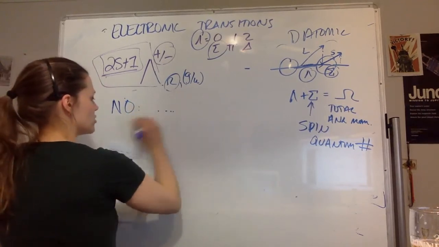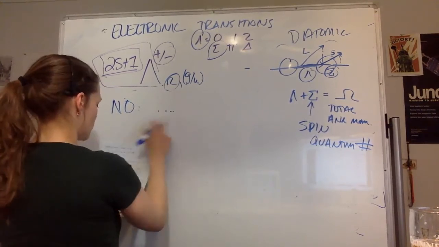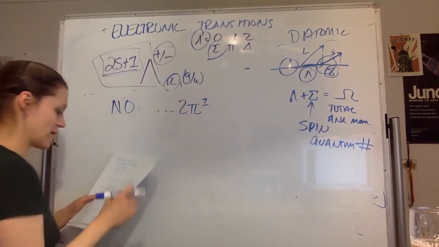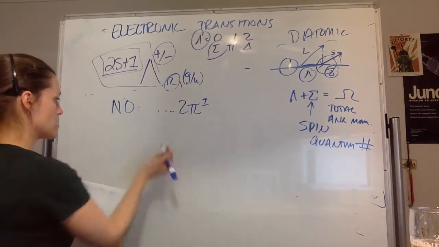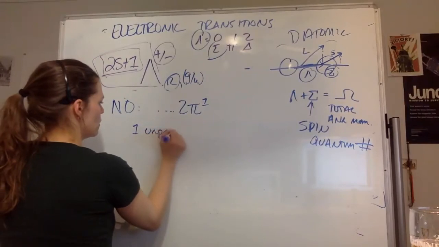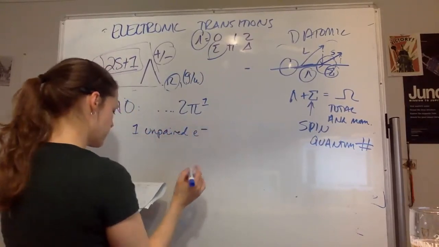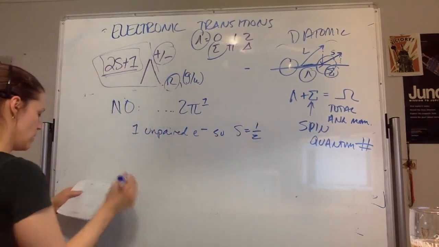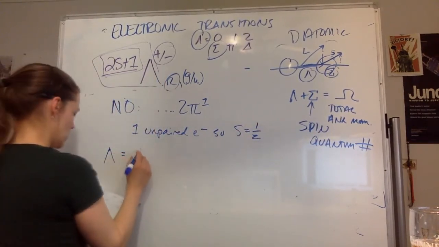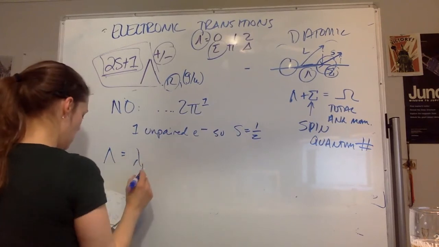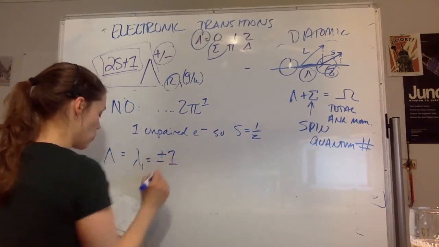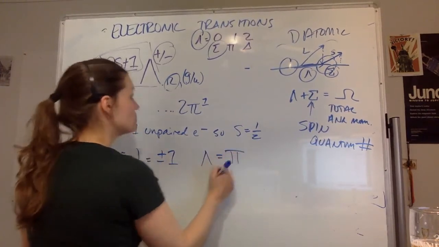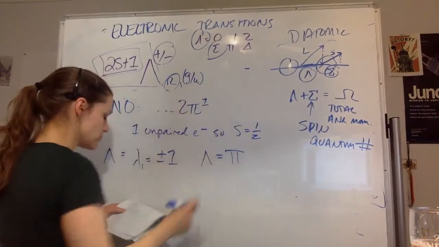And so it has a bunch of molecular orbital configurations, 2 pi 1. Okay, that's the top one. All right, so there's one unpaired electron. So S equals 1/2. That's cool. Lambda equals, so there's just one electron. So this equals plus or minus 1 because we don't know. So lambda equals pi because lambda equals 1.